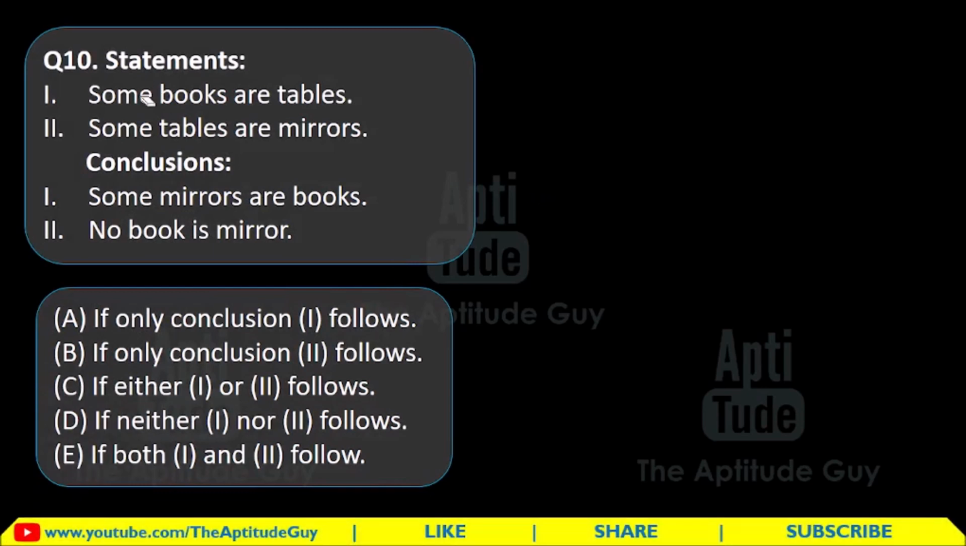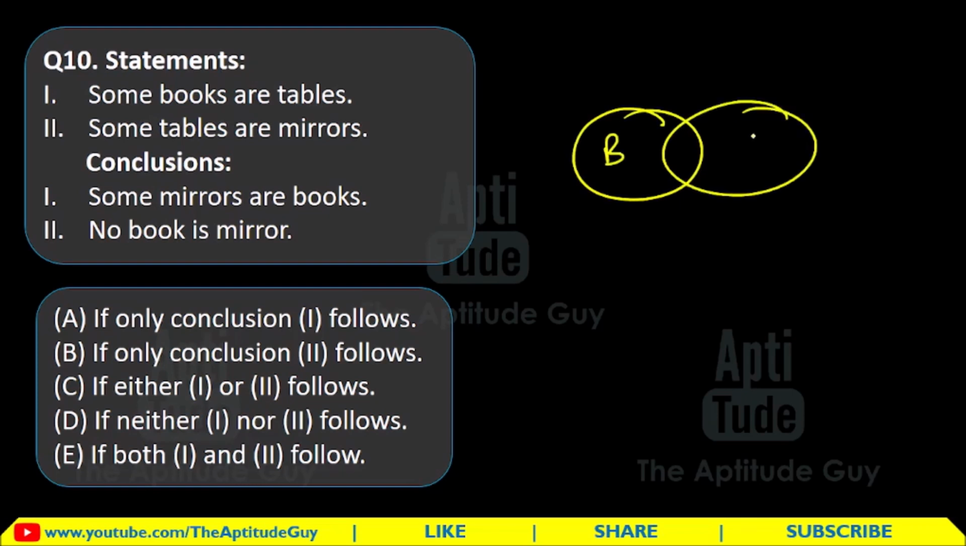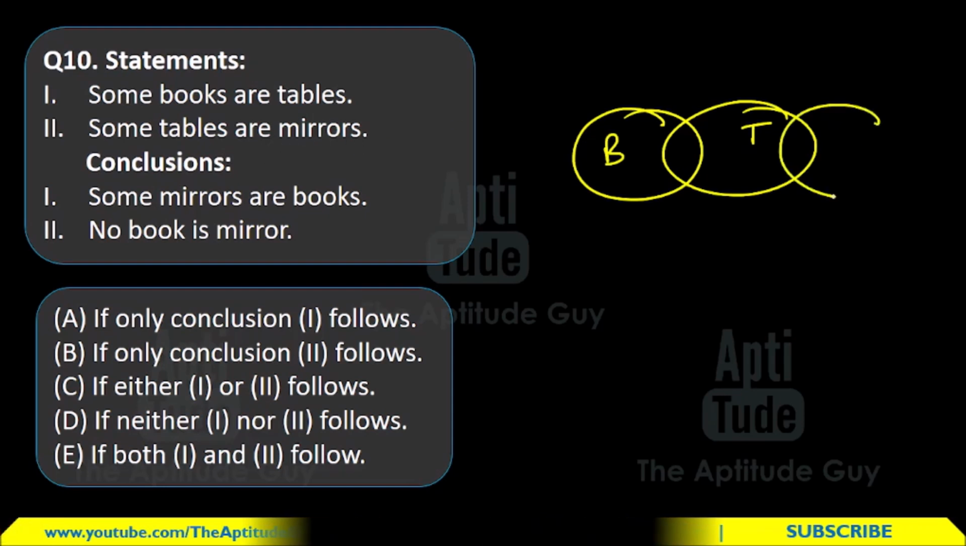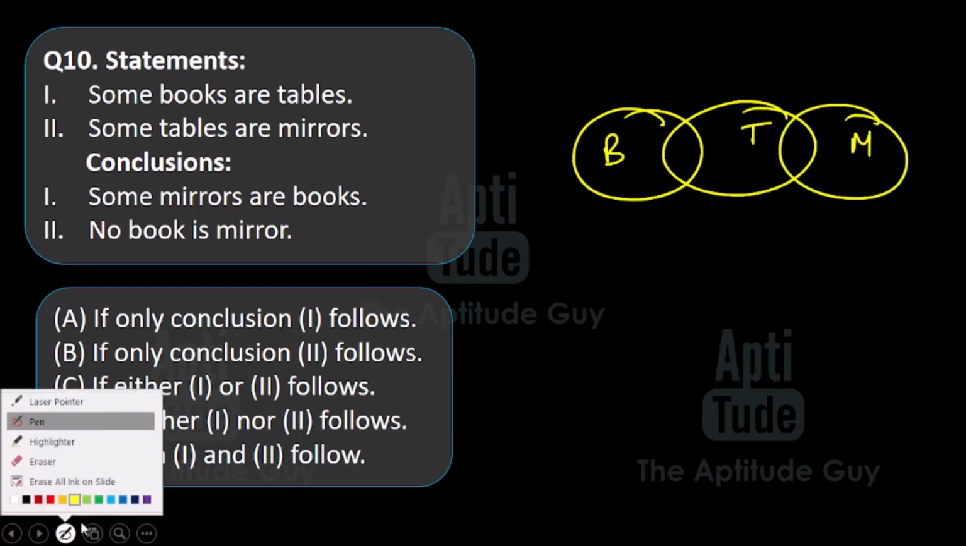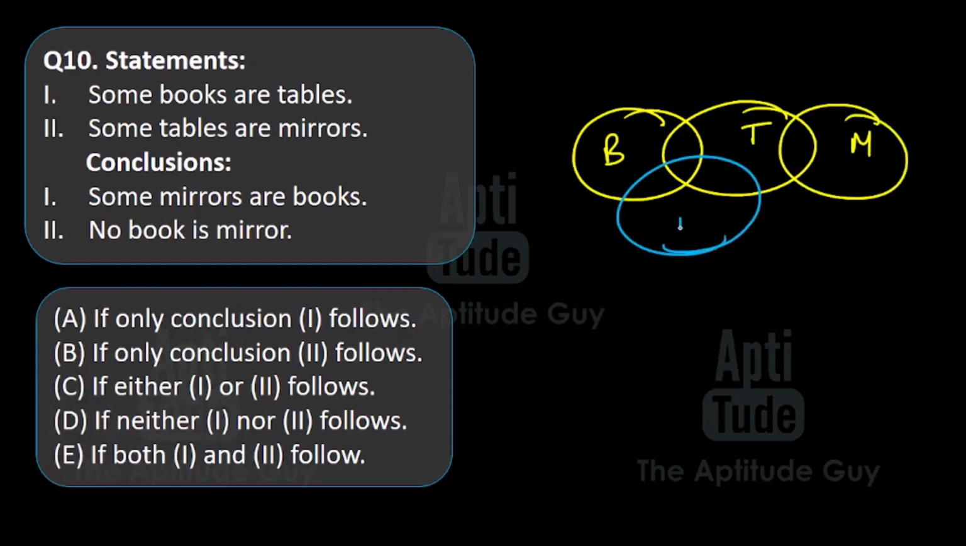Alright, let's do this. Some books are tables. Some books are tables. Done. Some tables are mirrors. Okay, some tables are mirrors like this, or another possibility is some tables are mirrors like this. Yes, here no connection between books and mirrors, here some connection is there. Conclusion 1. Some mirrors are books. Yes, some mirrors are books in the blue possibility, but no mirror is book in the yellow possibility. So this is wrong. No book is mirror. That is true in the yellow possibility, but false in the blue possibility. So this is also false.